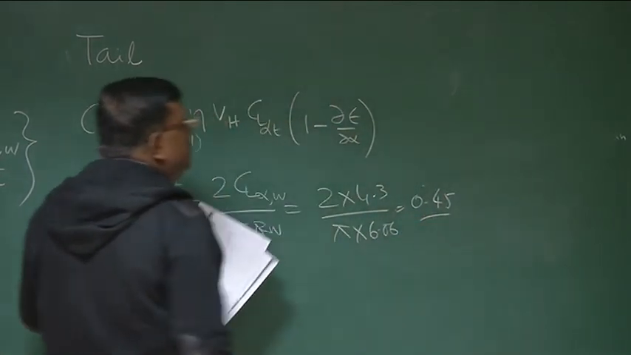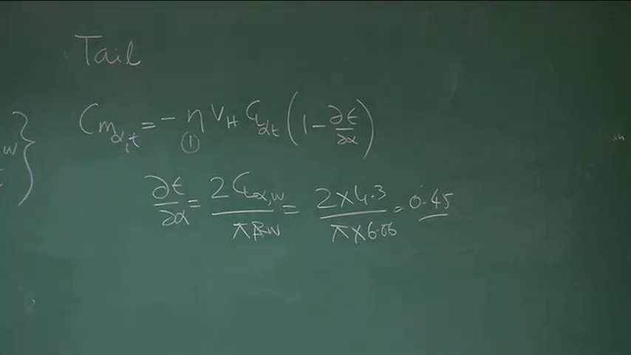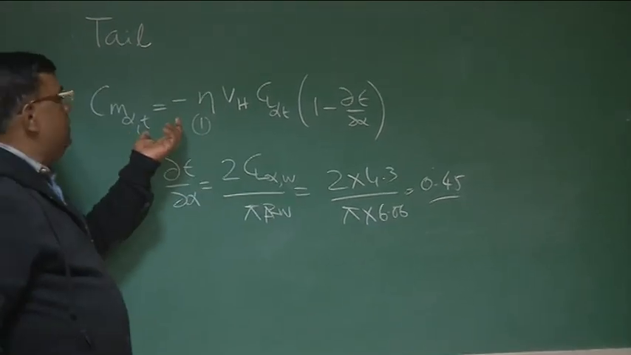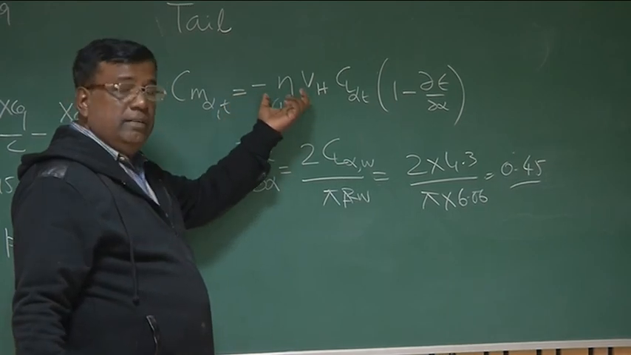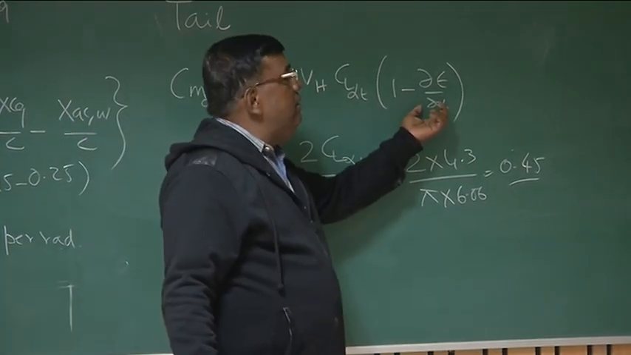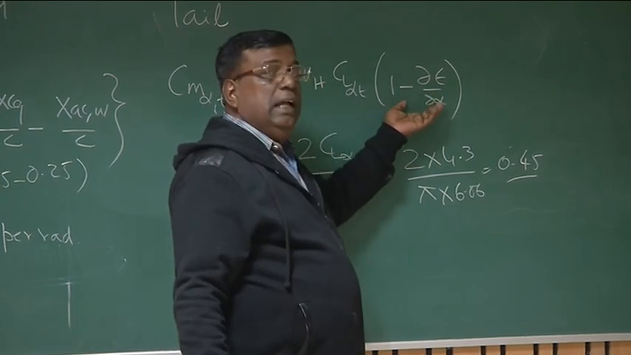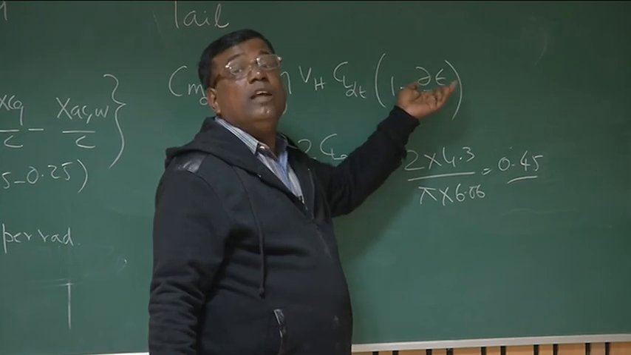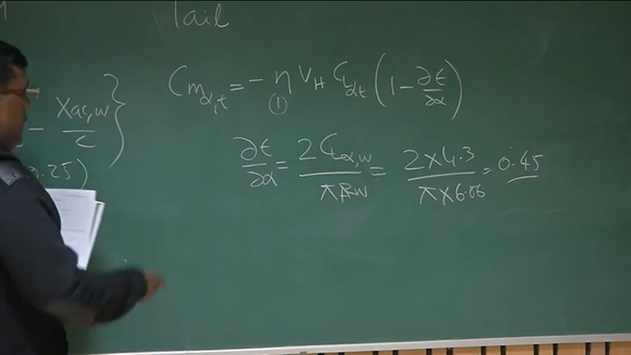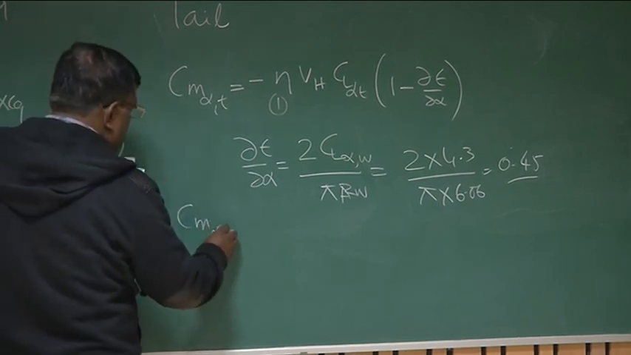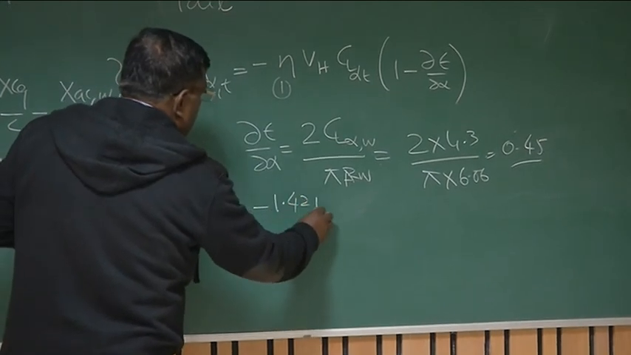Let me tell you, 0.45 for d epsilon by d alpha is pretty high. What is the role of this expression, this Cm alpha tail? It's a minus here, so this is basically a stabilizing effect. If this number becomes equal to 1, then this will become 0. So we will try to design an airplane such that this value is as low as possible, from the stability point of view, right? So once I put that, I get Cm alpha tail as minus 1.42 per radian.